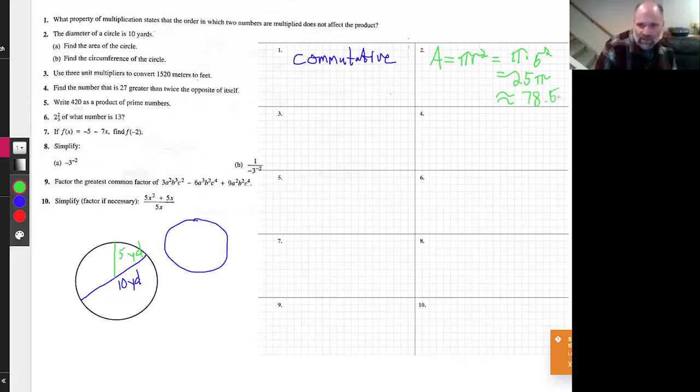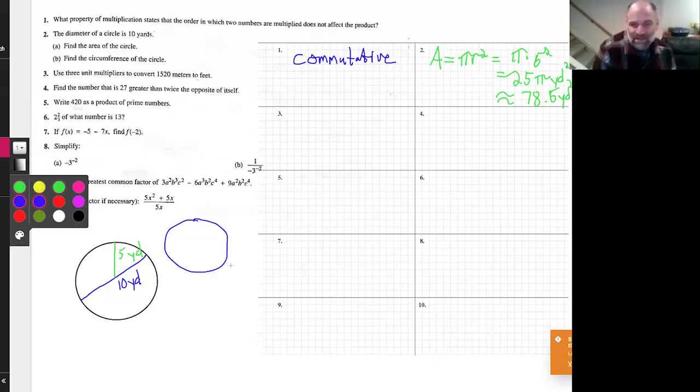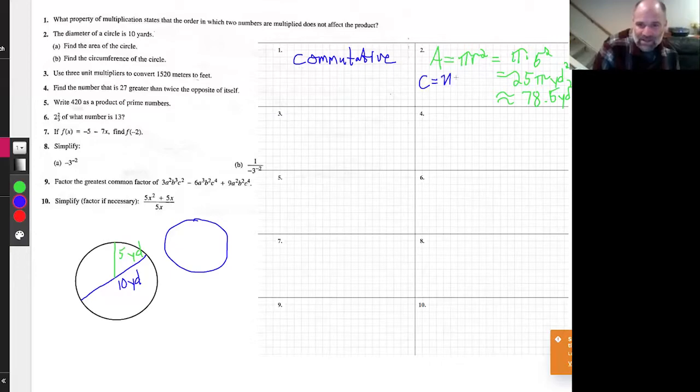And don't forget your yards, so square yards. Square yards. All right, now circumference is just pi times diameter. So C equals pi d. So they already gave you the diameter, so you could just say 10 pi yards.